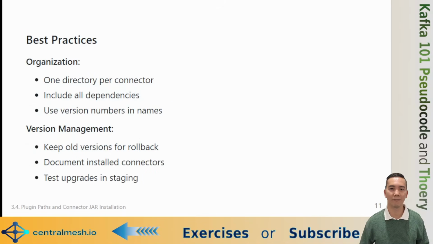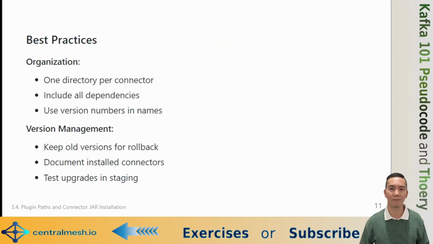There are a few best practices worth following from the beginning. First, always keep one directory per connector. Second, make sure every dependency required by that connector is stored inside its directory. Using version numbers in directory names can also make upgrades much easier to manage.